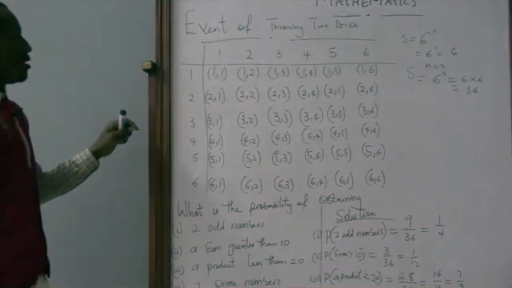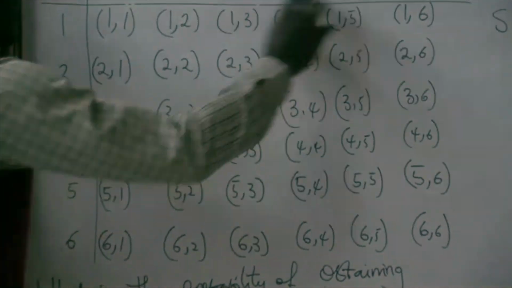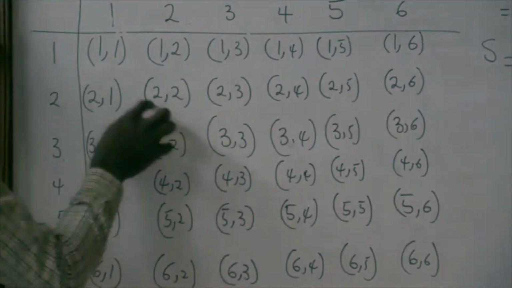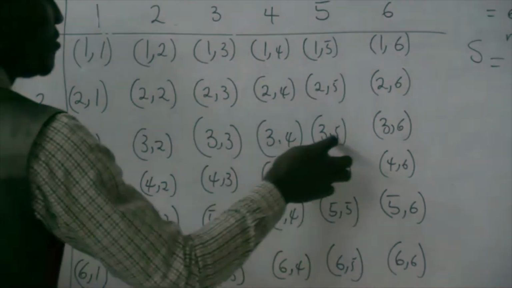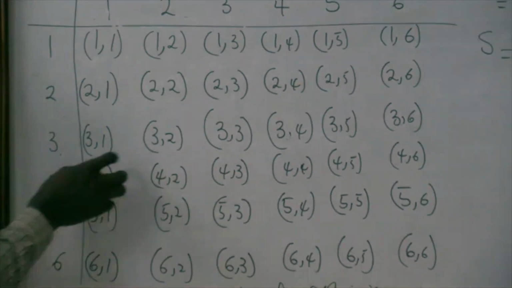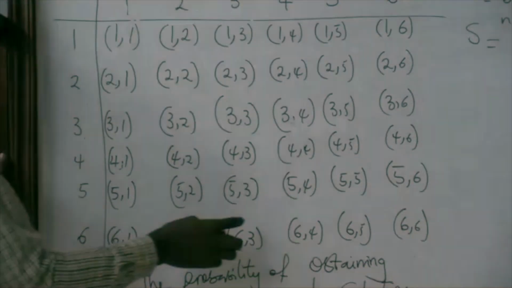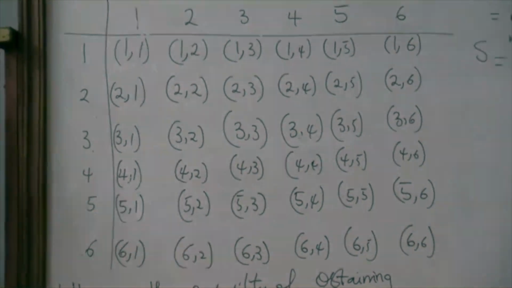So if you count them, we have 36 of them. 6 on this side, 6 on that side, that's 36. 1, 2, 3, 4, 5, 6, 7, 8, 9, 10, 11, 12, 13, 14, 15, 16, 17, 18, 19, 20, 21, 22, 23, 24, 25, 26, 27, 28, 29, 30, 31, 32, 33, 34, 35, 36.